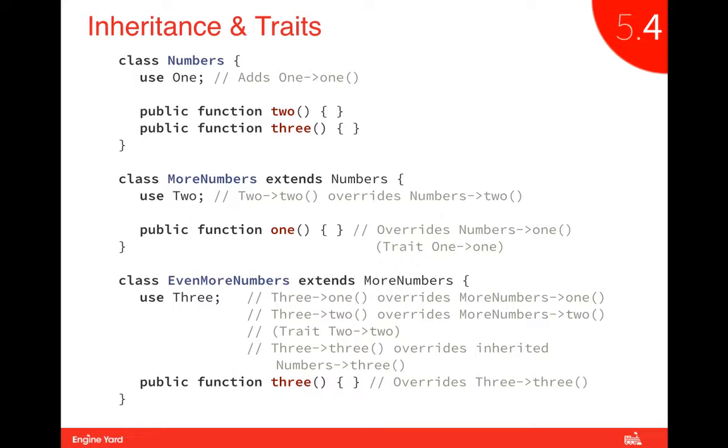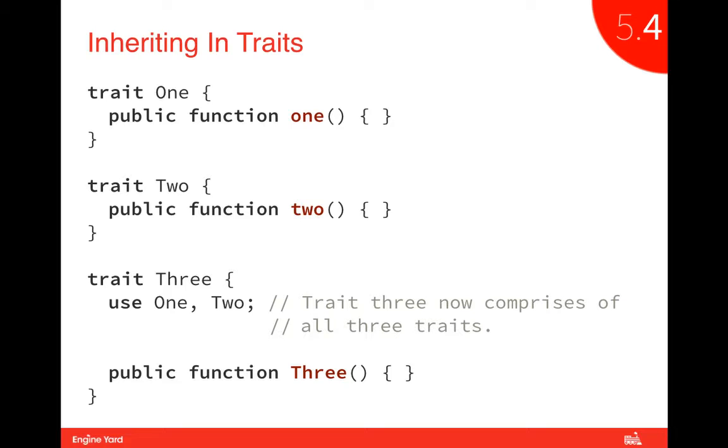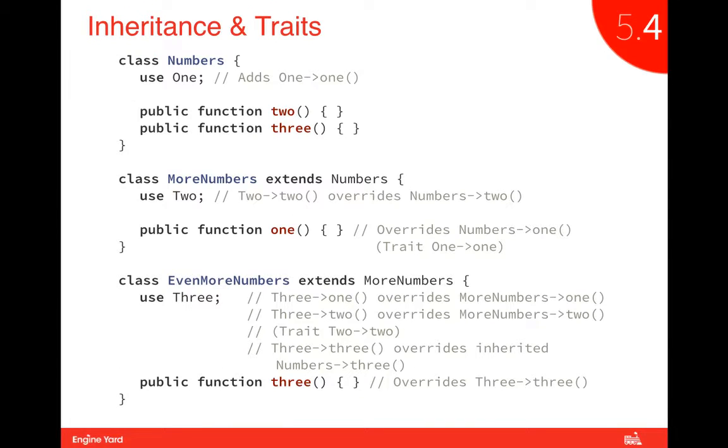So we create a class called Numbers. We use our one trait, which adds a single method, this one here, so one, one. We then add two other methods, two and three, inside our class. If we then extend that with MoreNumbers and we use another trait, it adds another method, two, two, and it actually overrides this two here, exactly as if that function was defined right here. So you're just overriding it as if you were right there in the regular class. We then define another public function one, which is overriding the first trait's one.